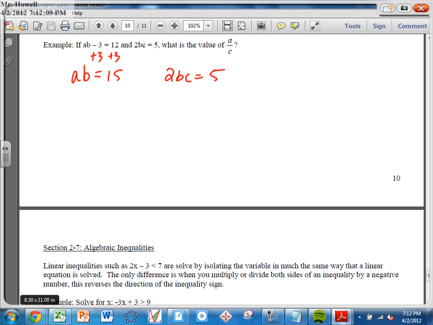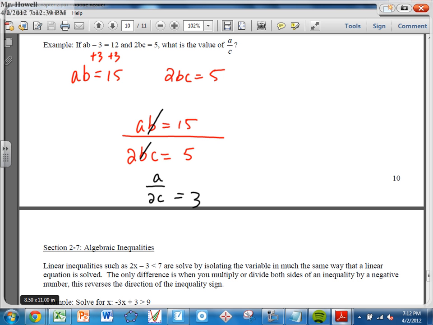That's not bad. So I want to say to myself, all right, I want to get a over c. What if I take one equation and divide it by the other? Well, that seems to work. Let's take a look. ab equals 15. Take that whole equation and divide it by 2bc equals 5. Weird, right? Isn't that weird the way this works? Well, let's take a look. B's drop off. 15 over 5 is just 3. So I'm left with a over 2c is equal to 3.